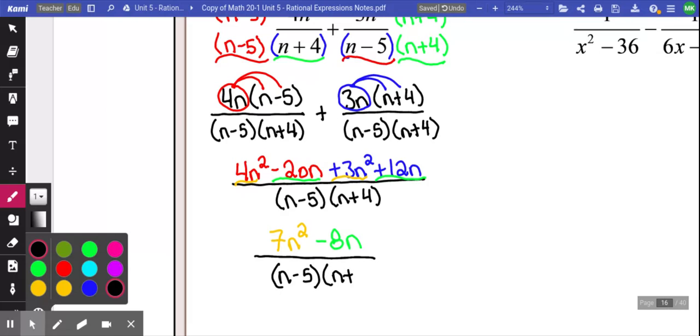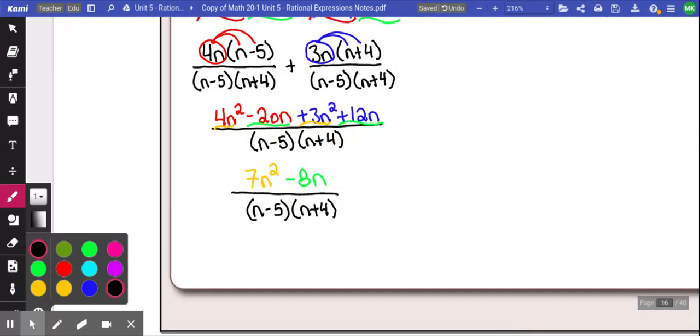You know you are done simplifying a question when you cannot factor the top. If I look at this question, I can factor that top. I could take an n out of it, and that would leave me with 7n minus 8. Now I'm done factoring. So the next thing I look for is, can I simplify this at all?